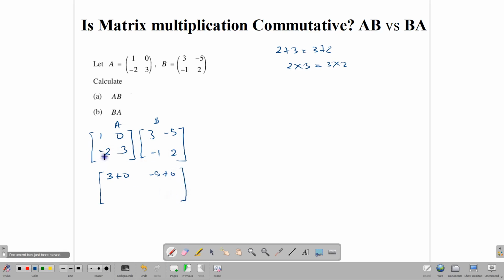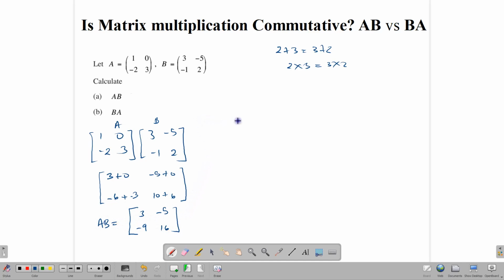Second row, negative 2 times 3. So we're going to go row by column. This row by that column, negative 2 by 3 gives us negative 6. And 3 times negative 1 gives us negative 3. Now this row times this column. So negative 2 times negative 5 gives us 10. And 3 times 2 gives us 6. Our answer, therefore, is 3, negative 5, negative 9, and 16. And this is what AB is equal to.